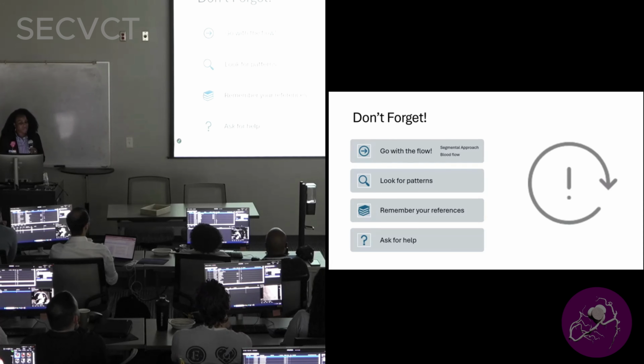What you want to do is make sure that you're going with the flow. Either have a segmental anatomy approach where you're going through your situs solitus and all these other things, or you can just go with the flow by looking at the blood flow and following where a little red blood cell would go through the heart as you're reading through. Look for different patterns.